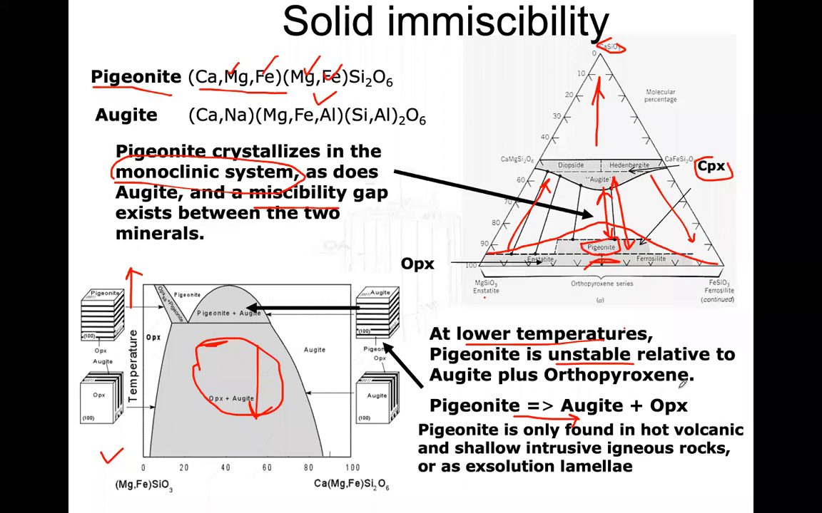The opposite can also take place when the temperatures are increasing. If you have augite and orthopyroxenes in a rock, they can react to form pigeonite in rocks. Understand? If you have any question up to this content, please let me know now.